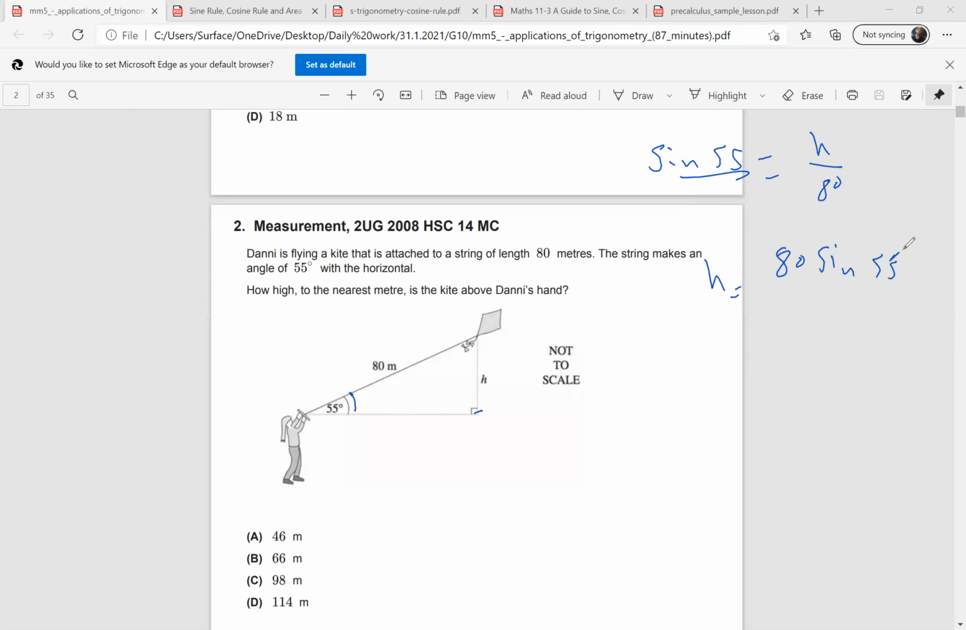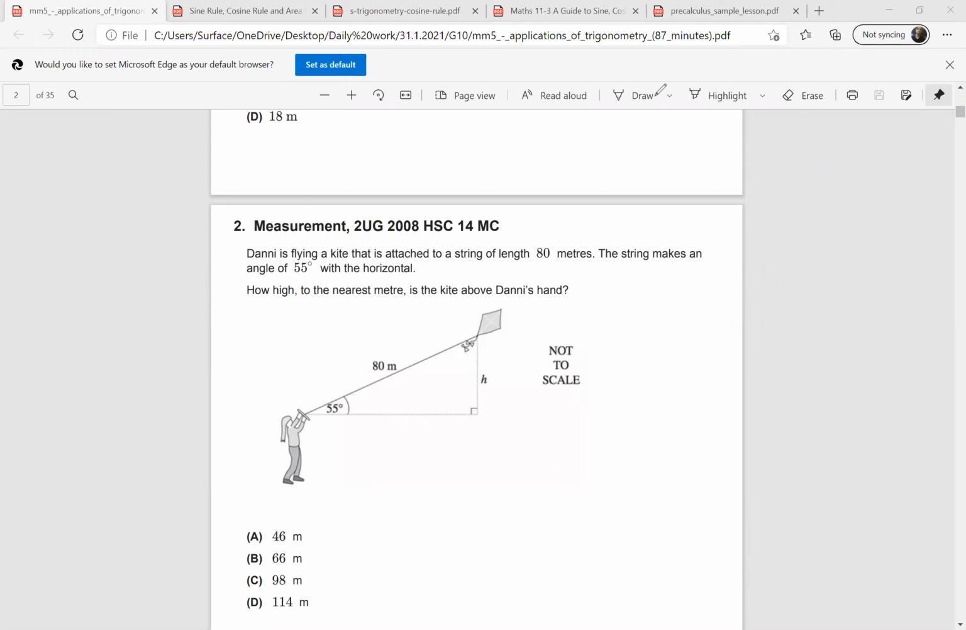Do you have any problem in this one? No. Give me the answer. What is the answer? What's the height? 66. It's okay, 66.